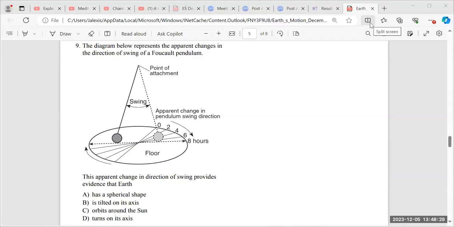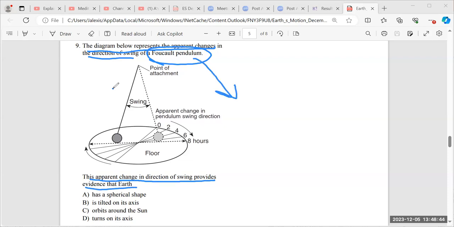Number 9 says the diagram below represents the apparent changes in the direction of swing of a Foucault pendulum. This apparent change in direction of swing provides evidence that the earth what? There's one main purpose for the Foucault pendulum. When we see it in reality, the word apparent means appears to be. It looks like the pendulum changes directions as it swings back and forth, even though in reality it does not.